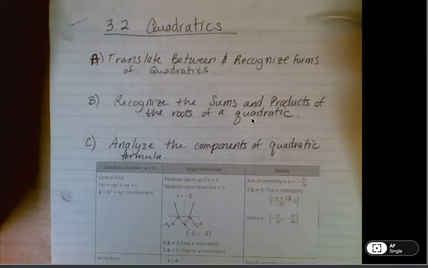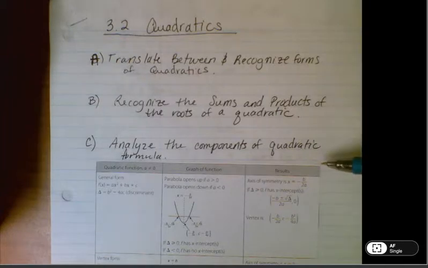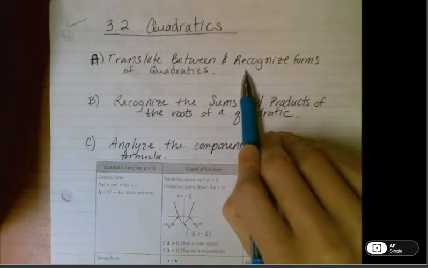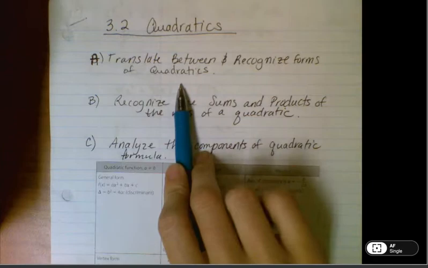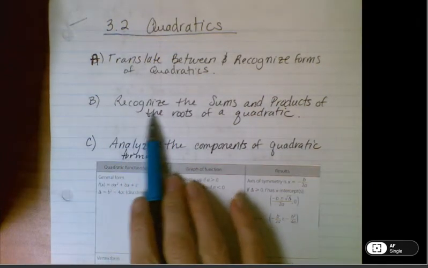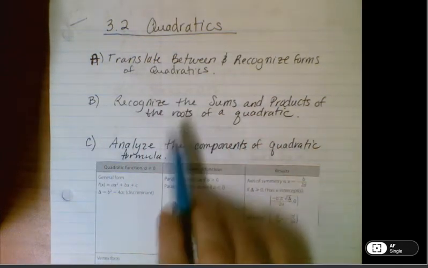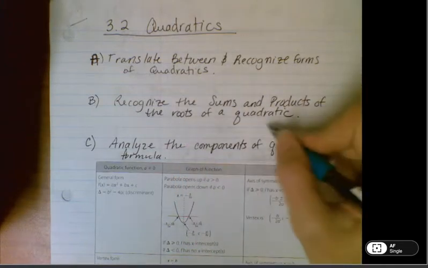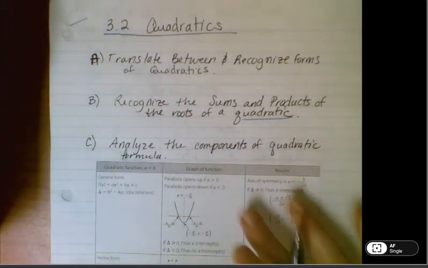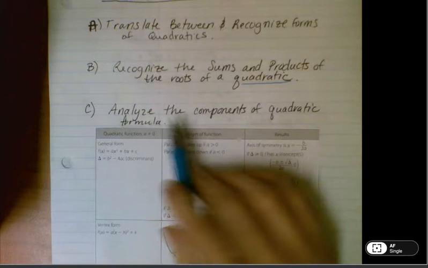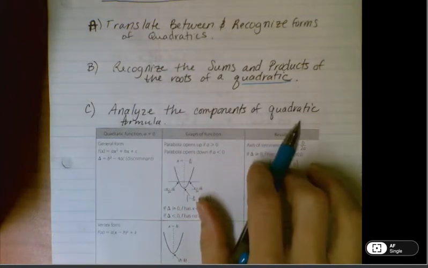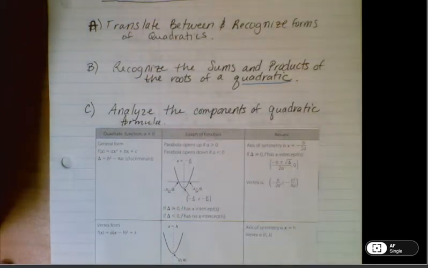3.2 is over quadratics, and we have three goals for this series. One is translating between and recognizing the forms of quadratics. Goal two is to recognize the sums and products of the roots of a quadratic, and we'll readdress this later with polynomials. And then C, we're going to analyze the components of the quadratic formula to help us be able to more easily answer complex questions.